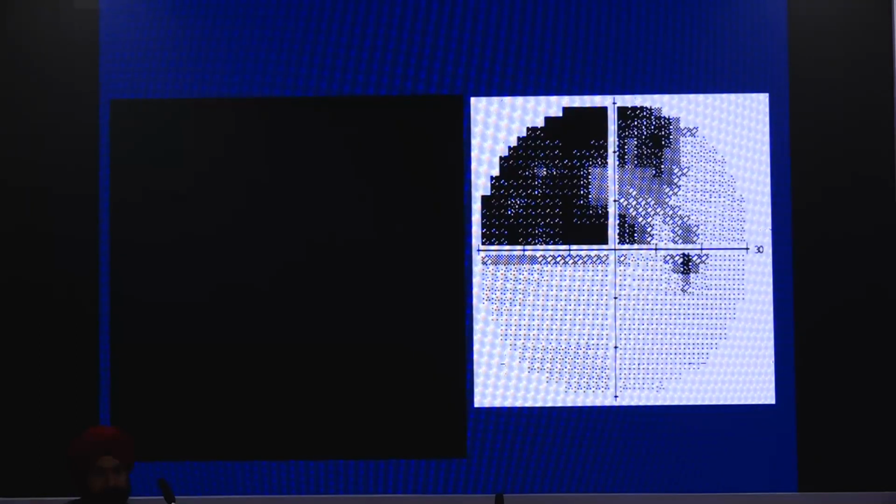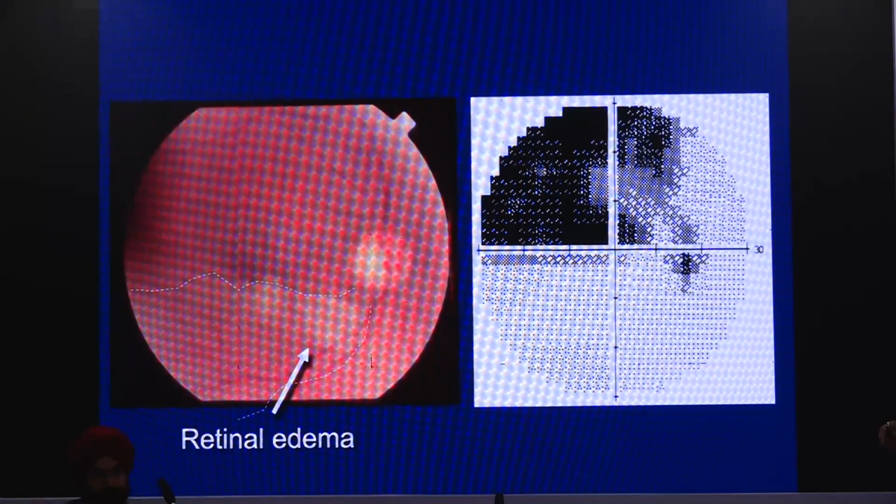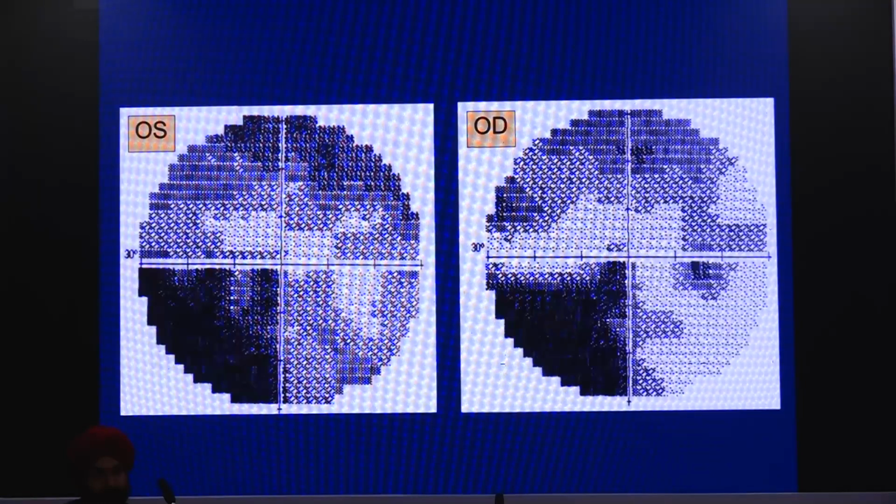What about here? So first of all, if you have a visual field isolated, you know that this is a superonasal defect, like an arcuate field defect. But always remember that the visual field can also mimic anything which is happening in the eye. This patient actually had a branch retinal artery occlusion.